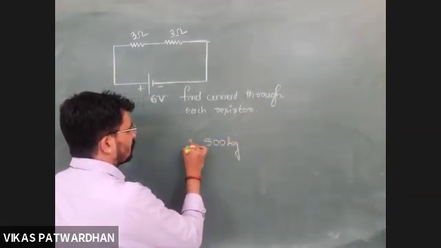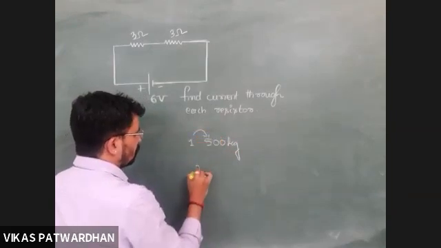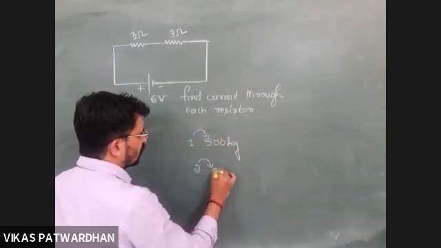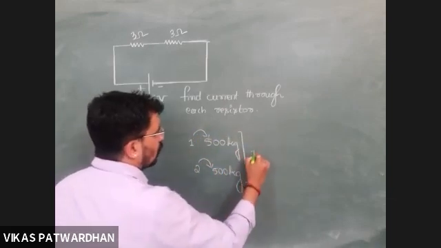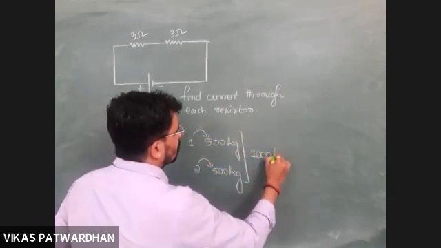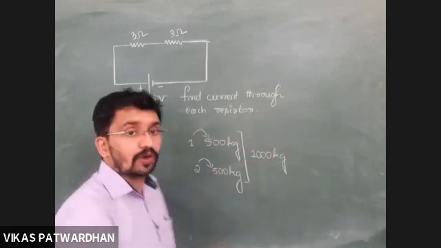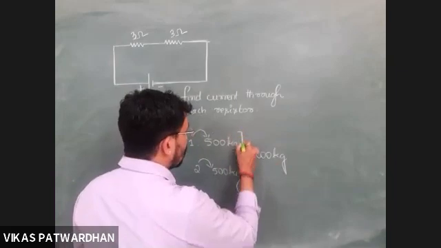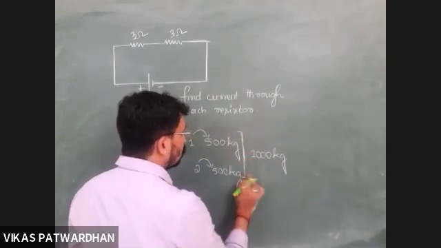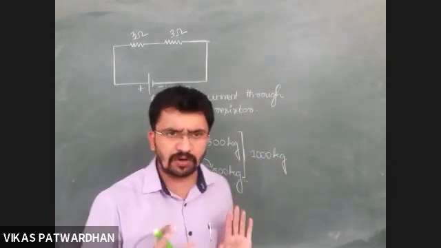Bag number 1 is 500 kg. Bag number 2 is 500 kg. So what is the total load? 1000 kg. So this engine of the auto rickshaw should be capable enough to pull this 1000 kg load.